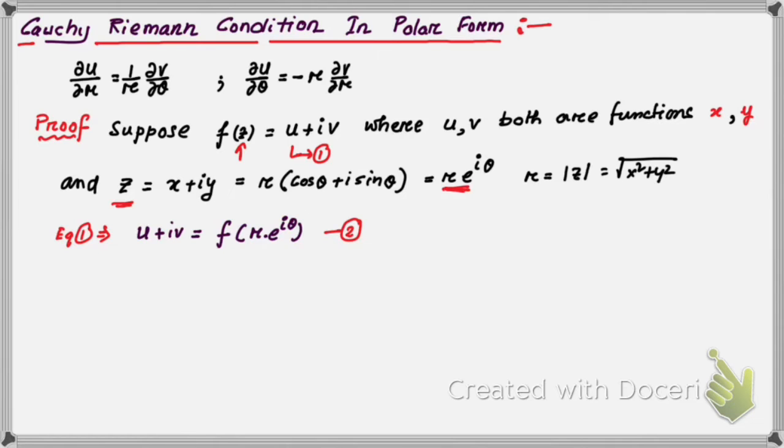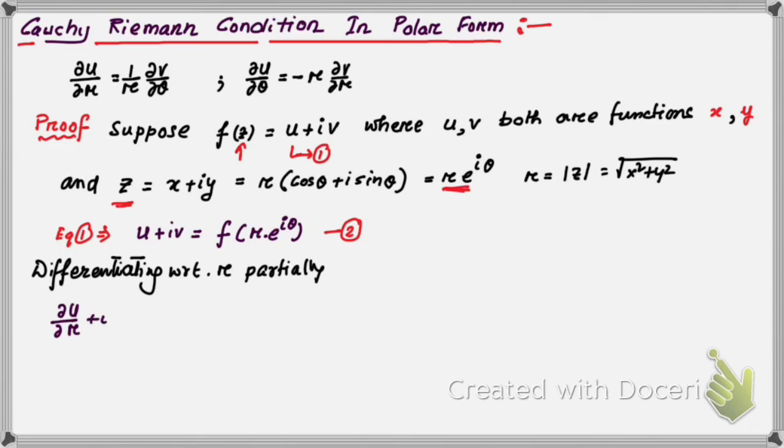Now let us differentiate equation number 2 partially with respect to r. Then what we're going to have is del u by del r plus the imaginary number i, del v by del r. Then if you differentiate the function f of r into e to the power i theta, you're going to have f dash of r into e to the power i theta, and as you can see, this is a function of a function.